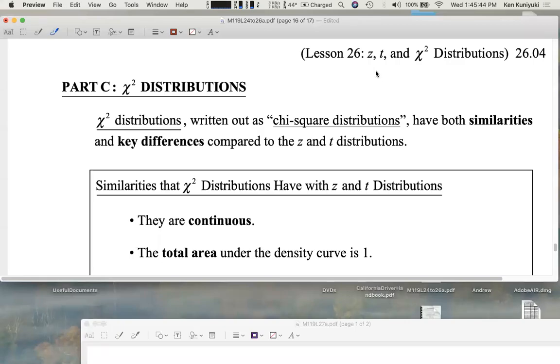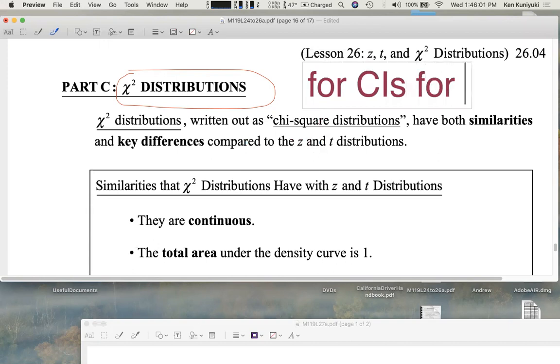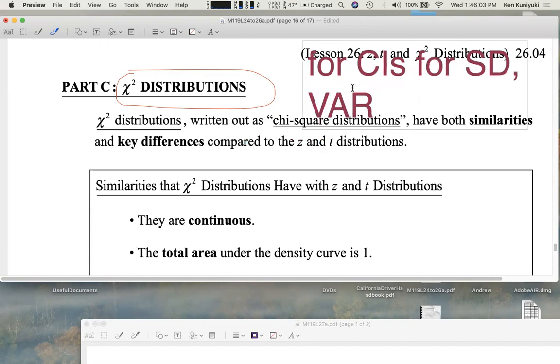Hi, everyone. We're finishing lesson 26 with discussing the chi-square distributions. These distributions will be used to find confidence intervals for standard deviation and variance later on. And there's a key feature of these chi-square distributions which will be related to these parameters. So that's the Greek letter chi.